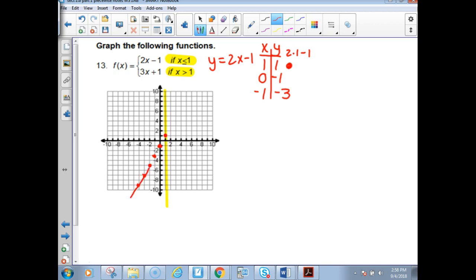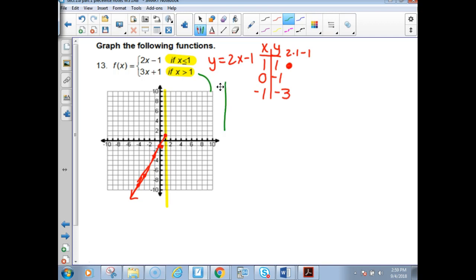And then you graph that piece of a line, and you stop when you hit the boundary, which is what I highlighted. You didn't have to highlight it, but I missed my points, so I'm trying to fix it. My points were a little sloppy. All right, put an arrow on the one end. It stops there.